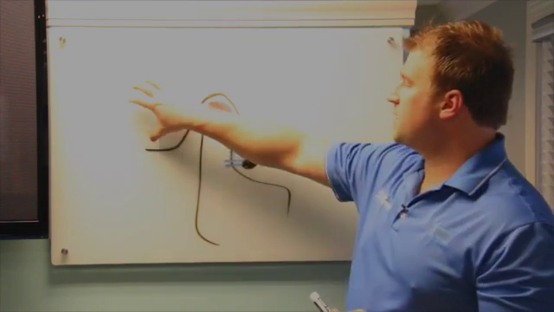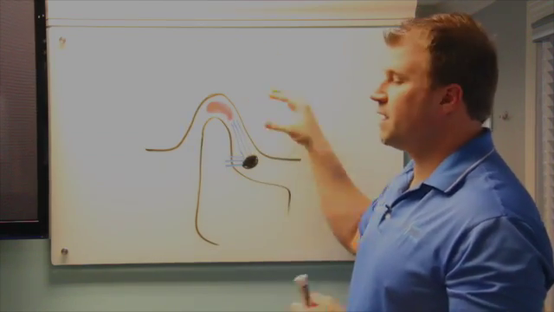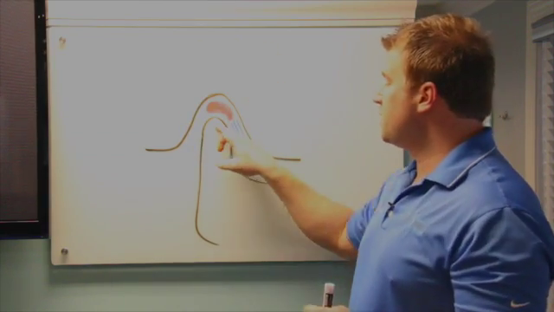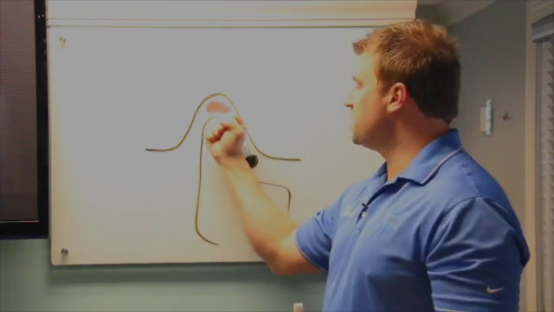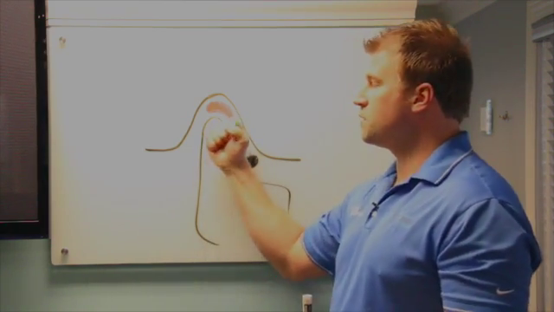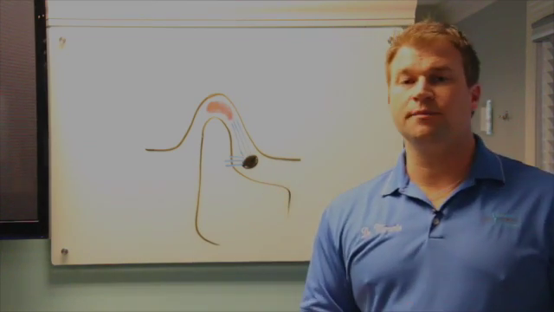So let's take a look at the jaw itself. This represents the actual condyle, or the inside of the joint space, and this represents the lower part of the jaw. It acts as a hinge when we open our mouth or close our mouth. And this red thing that we see here is called the disc of the jaw.